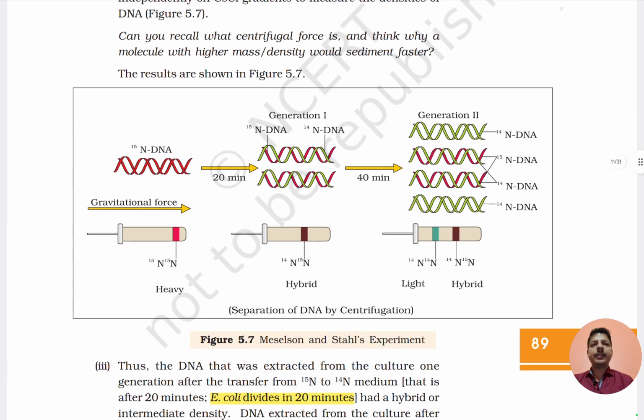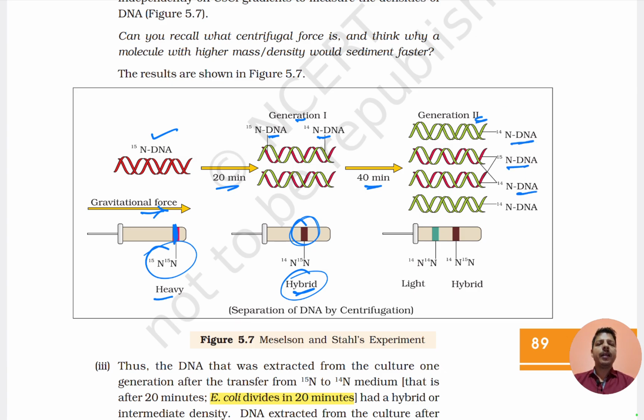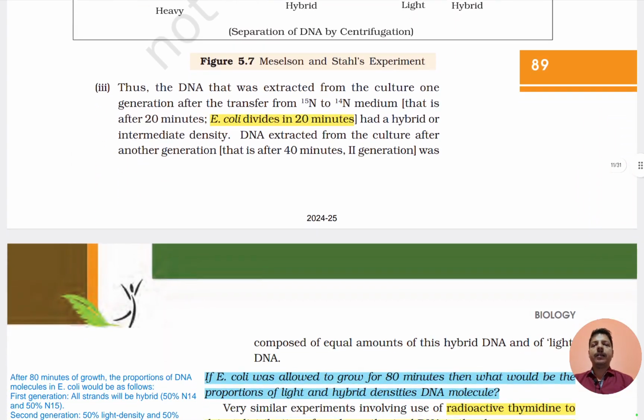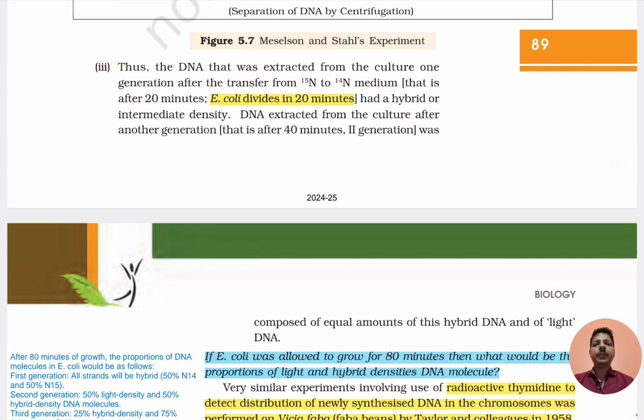In the diagram you can see N15, because of gravitational force, goes to this side. It is heavy, so it is present in the test tube in this portion, and after 20 minutes it becomes hybrid. In generation 1 both DNA strands are taken, and it comes to the middle portion, becoming hybrid. After 40 minutes, in the second generation, N14, N15, N14 and N14 are present, as you can see: light band, hybrid or dark band. E. coli divides in 20 minutes.